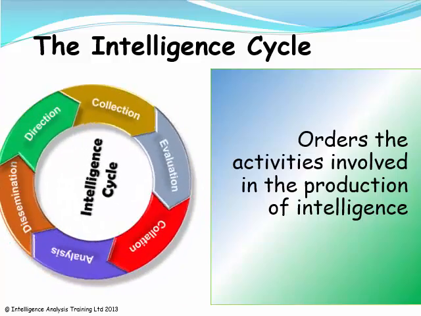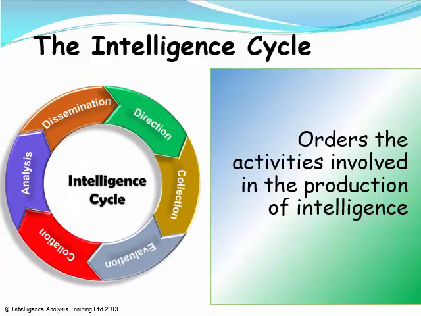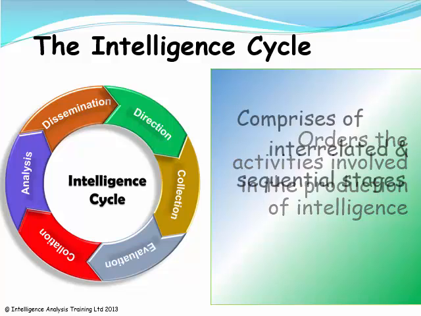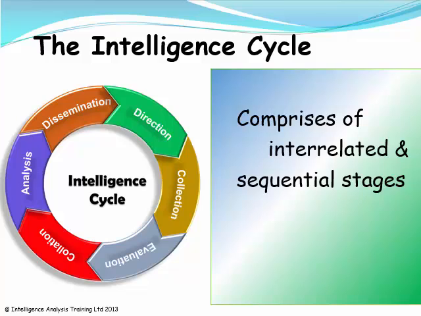The intelligence cycle provides a method of ordering and understanding the activities involved in the production of intelligence. It is also useful for understanding the interrelationships between the various constituent elements. The intelligence cycle comprises a number of interrelated and sequential stages that vary in number according to the authority consulted. In fact, the number of stages depicted varies between agencies of a single government, not to mention different countries and different global entities, for instance, the United Nations.